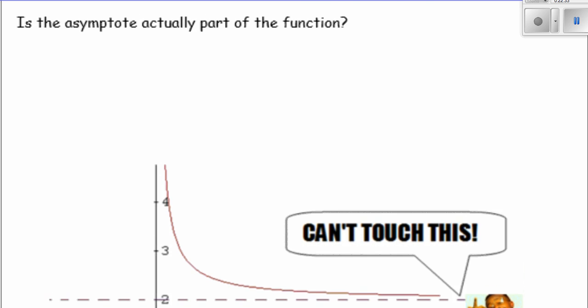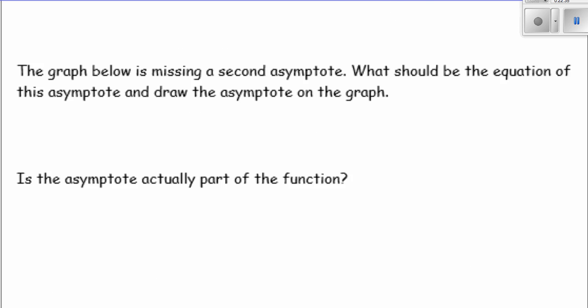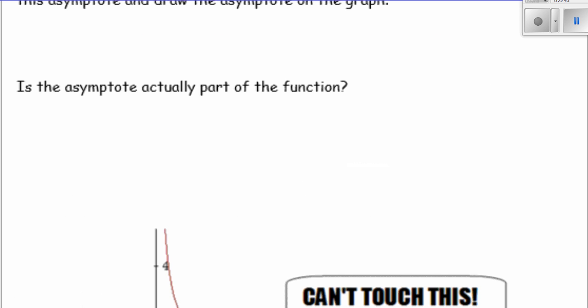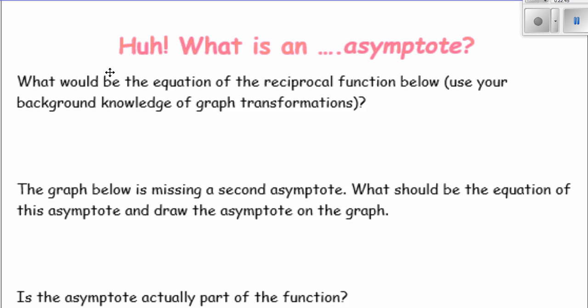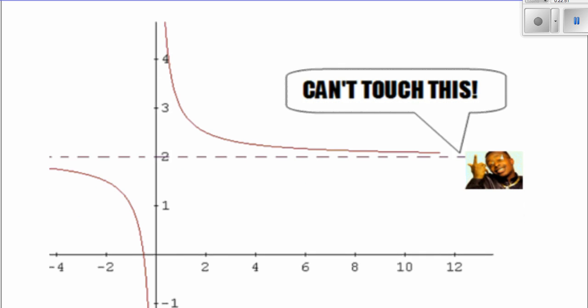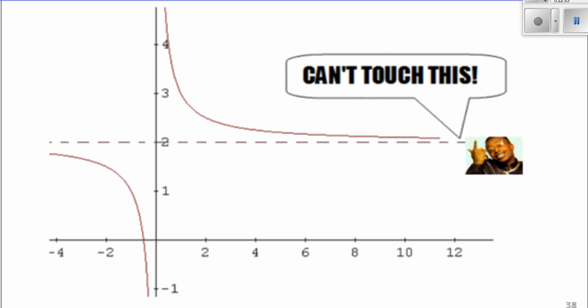The graph below. What would be the equation of the reciprocal function below? What it's asking is, what would be the equation of the reciprocal function below? And because it's been transformed, you could say k over x, but let's say maybe originally it was 1 over x, just for fun.